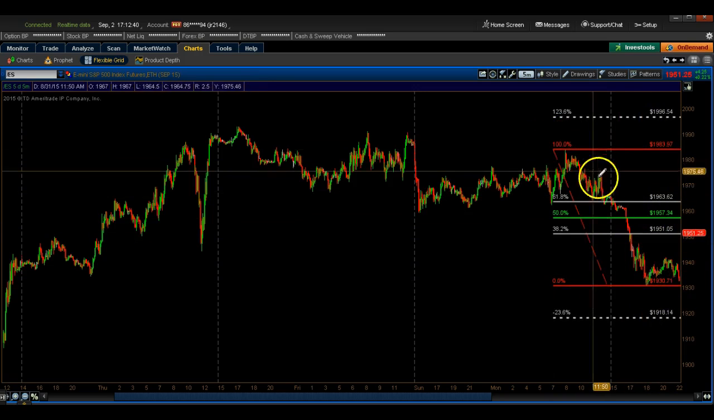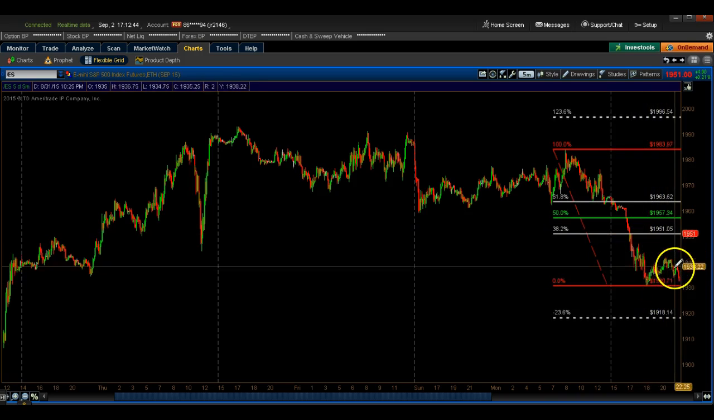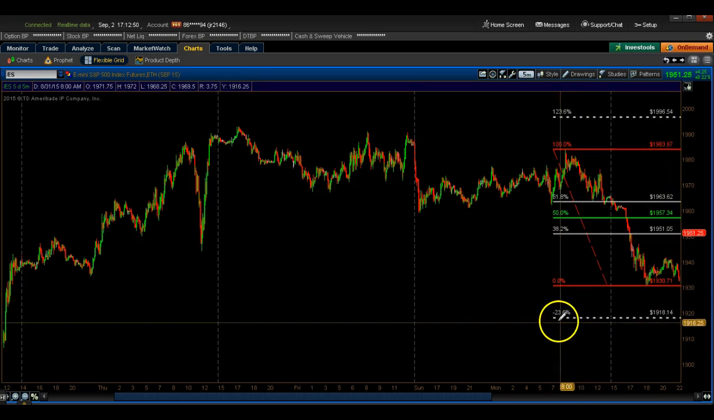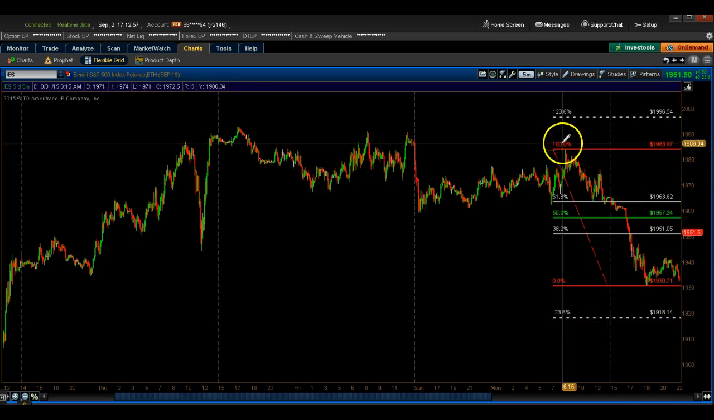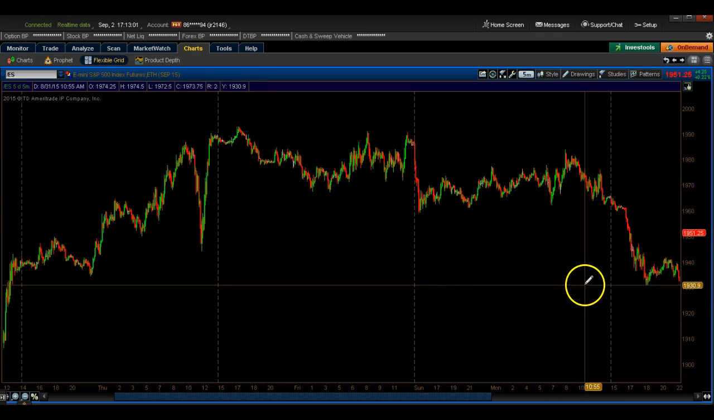But I know that if we fall from this high to this low, and we're bouncing, and we fail, chances are we're going to come down. And I look for the minus 23, the 123. Here's the thing: it doesn't matter which way you draw them.